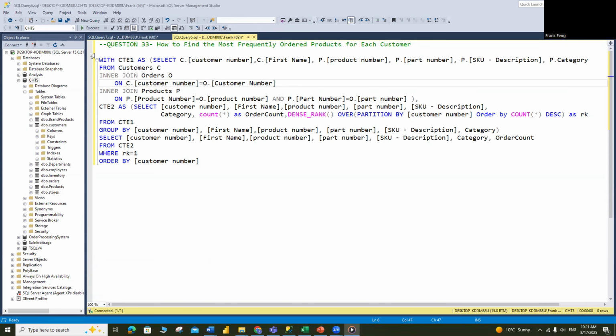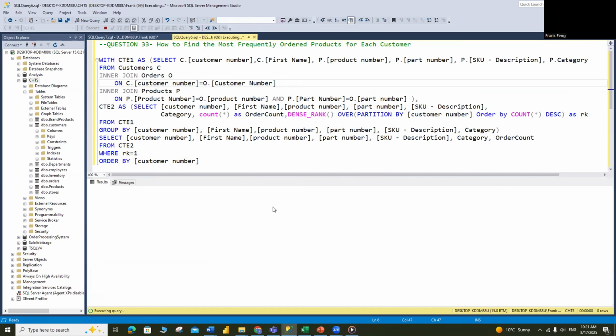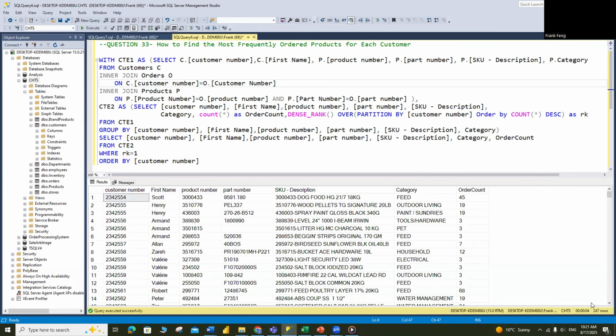When executed, this query returned 247 rows in our dataset. In the result, we can see Scott ordered dog food from the feed category most frequently, with 45 orders. Henry had two equally frequent products, wood pellets and spray paint, both ordered 19 times. Armand had three products tied, each ordered 3 times. This shows that a customer can have more than one most frequently ordered product if the counts are tied.